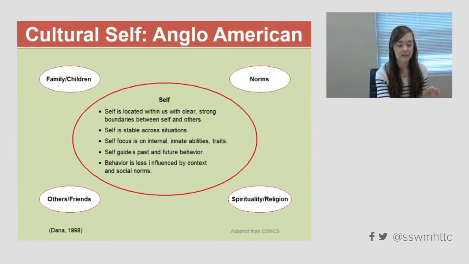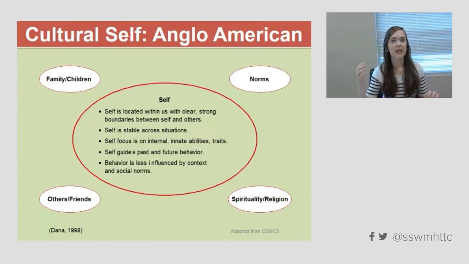And comparing that, I'm going to move ahead a couple slides for this, to the cultural self of an Anglo-American. The nucleus here for an Anglo-American's construct is themselves. And then there are these other values, family, children, norms, friends, spirituality, and religion, that are certainly important pieces to the individual, but they're compartmentalized outside of the self.